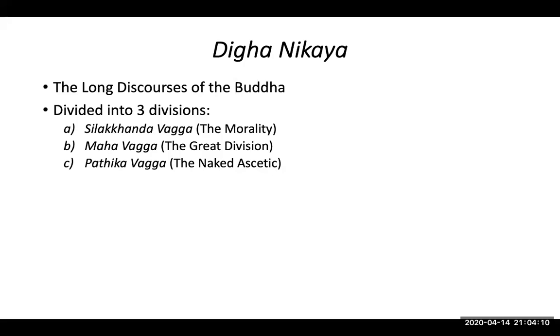So some organization or systematization occurs from Tipitaka to Suttanta Pitaka, and Sutta Pitaka is further divided into 5 Nikaya, and then one of the 5 Nikaya is Digha Nikaya, which you are studying now. And then this Digha Nikaya is further categorized into 3 subdivisions. One is Silakkhanda Vagga, second Maha Vagga, the third Patika Vagga.